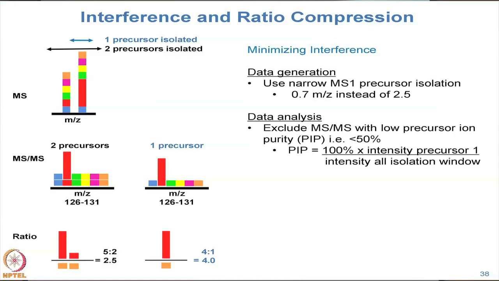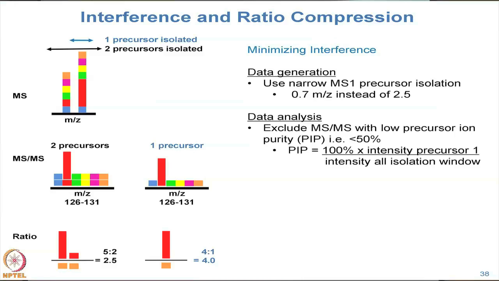If you were able to use an instrument that had a narrow precursor window, then the information you would get would be derived from just this one peptide. If you put the quantitation together and combine these things, the ratio you would calculate, red divided by, I'm sorry, let's call that orange, would be 2.5. If you had only the one, you would get a ratio of 4. So the ratio of 4 is what you wanted to observe, but it is compressed to 2.5 because of this effect.